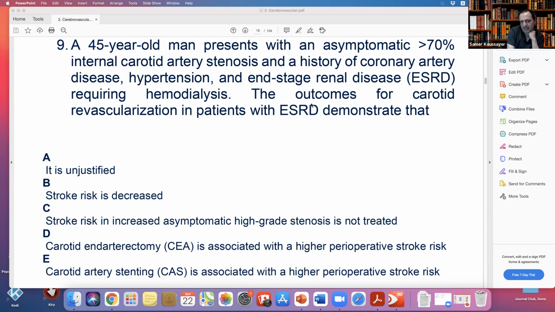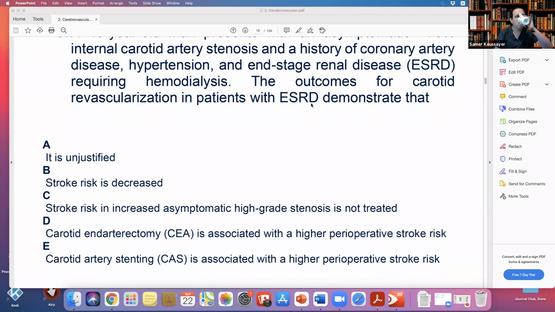But if you want to go with the exam, this was the data, at least the published data showed that if you have end-stage renal disease and carotid stenosis, there's a high chance of stroke. So you have to be a bit more aggressive with this patient. Okay? So let's see the question and answers. It is unjustified? No, it's wrong. Stroke risk is decreased? I don't think so. Stroke risk is increased in asymptomatic high-grade stenosis if not treated.